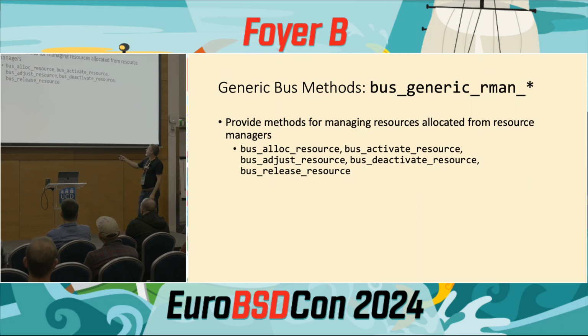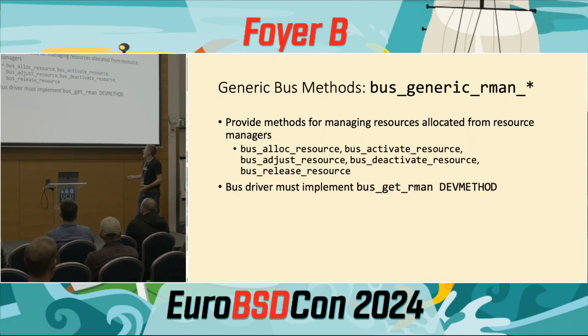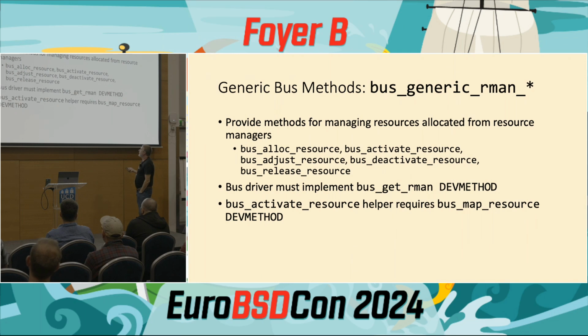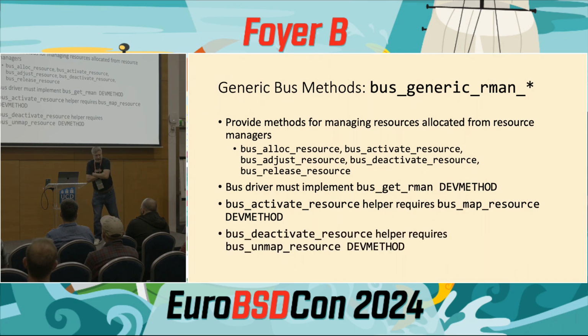And so these are a set of helper routines for several bus methods that will do all that for you. The one caveat is you need to implement a new device method called bus_get_rman that, given a resource type and flags, will return what rman is suitable for your bus device for that given type of resource. It also has a couple of other helpers that handle bus_activate_resource and bus_deactivate_resource for activating and deactivating resources. The only trick here is a couple of years ago, I added new methods called bus_map_resource and bus_unmap_resource to solve a couple of problems.